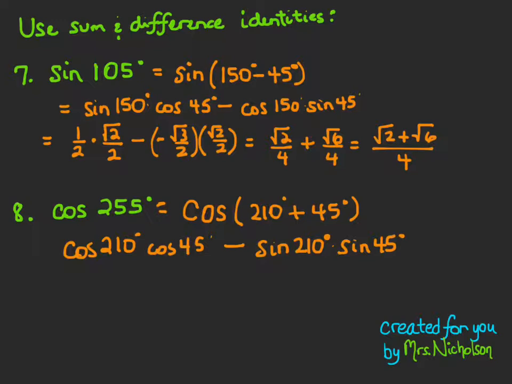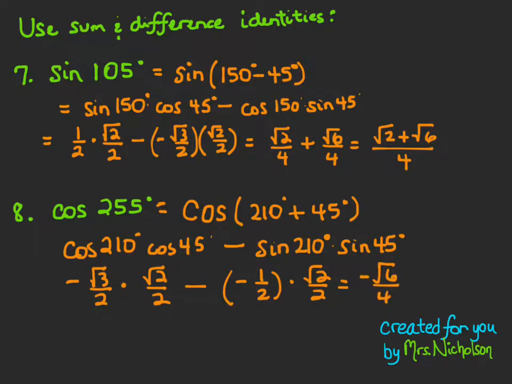And now I'm going to substitute in my unit circle values. Cosine of 210, that's going to be negative square root of 3 over 2. Cosine of 45 is square root of 2 over 2. Minus sine of 210 is negative 1/2. And sine of 45, square root of 2 over 2. So now if I multiply this out, I get negative square root of 6 over 4. And then I have minus times a negative, so that's going to become plus square root of 2 over 4. And common denominator, let's go ahead and combine those together. Negative square root of 6 plus the square root of 2 over 4.